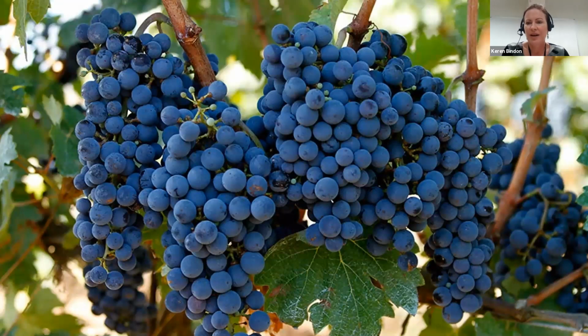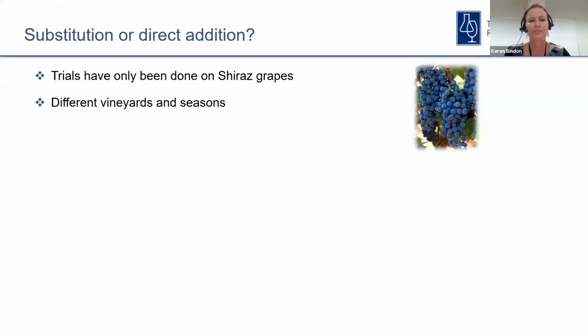We then want to ask the question about whether we can just simply add water, so direct addition versus the substitution approach, which would obviously be a bit more complex to do at a winery level. Now, at the point where we started this research, the main focus in Australia was looking at Shiraz, which is our biggest variety in this country. And so all the direct addition versus substitution treatments have been looked at only on Shiraz.